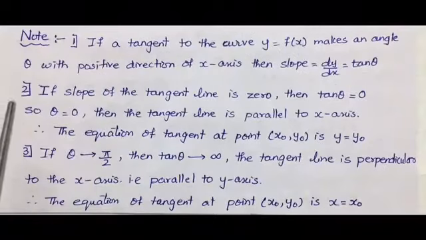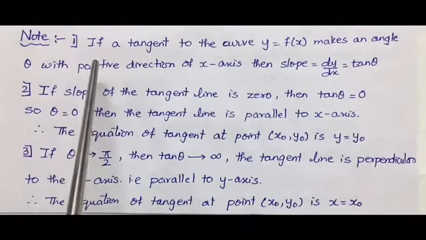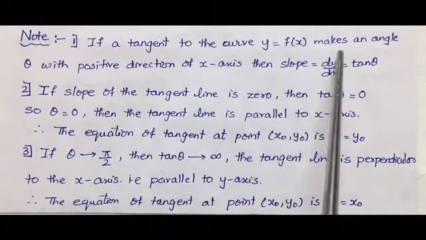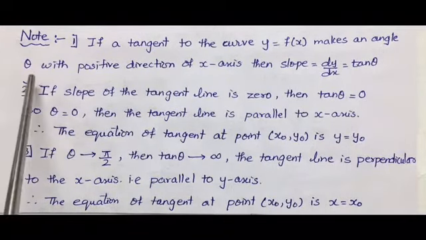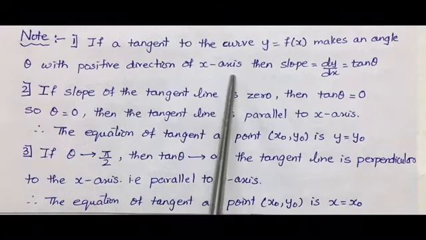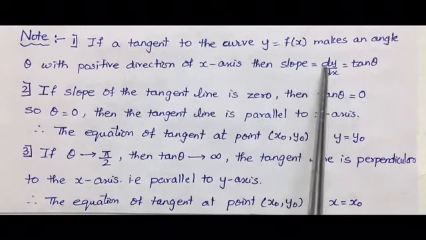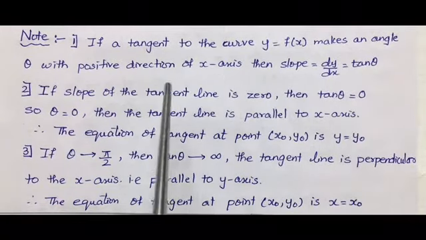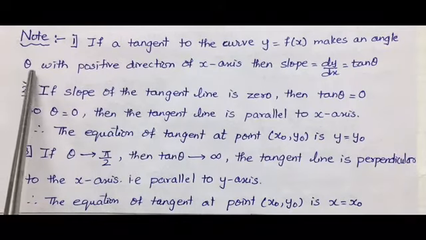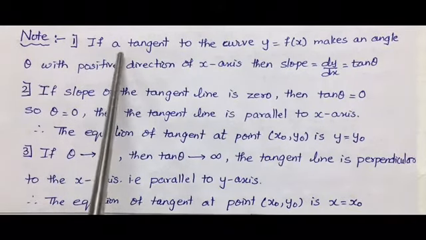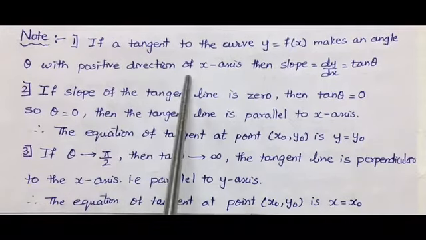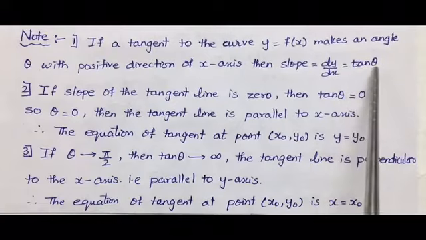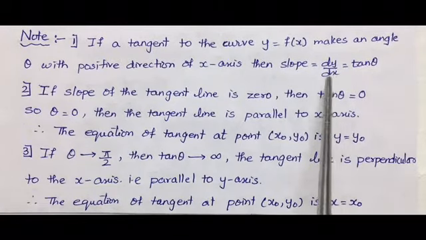Now the important notes. Number 1: if a tangent to the curve y equal to f(x) makes an angle theta with the positive direction of the x-axis, then the slope dy/dx is equal to tan theta. That means if the value of the angle which the tangent makes with the positive direction of the x-axis is known, then we can directly calculate the slope as tan theta, and that will be equal to dy/dx.